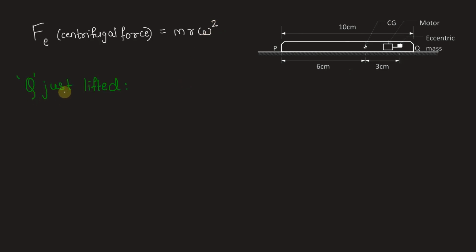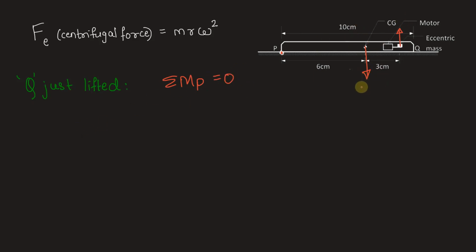Now for Q to be just lifted, we will have a condition of the moment created by the self-weight of the mobile phone about any point. Just for the purpose, we'll take point P. So the moment created by the self-weight of the mobile around P will be just equal to the moment created by the eccentric mass. This is the centrifugal force on the eccentric mass and this is the self-weight of the mobile. So the self-weight of the mobile creates a clockwise moment about P. Let's take it as summation of moment about P is 0, because we have to equate these two moments.